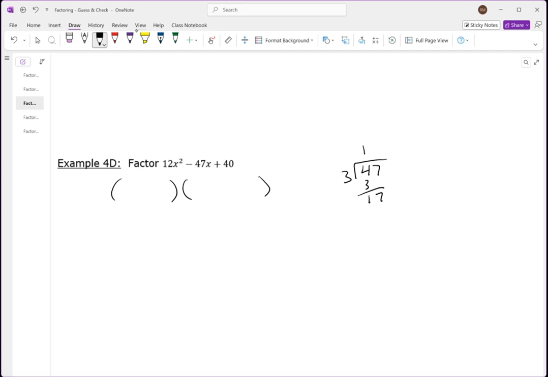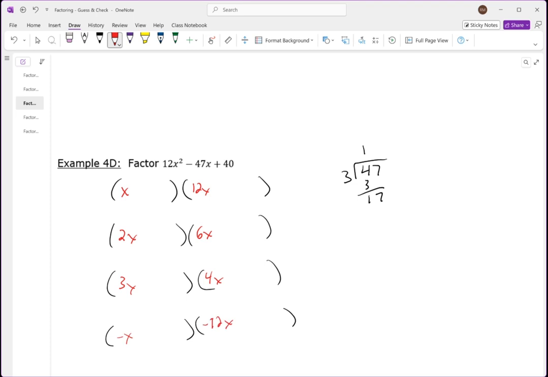Now, what makes guess and check difficult here is that this could be x and 12x. I'll just go ahead and write out some possibilities. I didn't write out all the possibilities last time. I'm just writing out some of them this time. We could have 2x. Oops, I'm sorry. I meant to change that to red. 2x and 6x. We could have 3x and 4x. And we could have negative all those. So negative x and negative 12x and so on. So there's a lot of different possibilities.